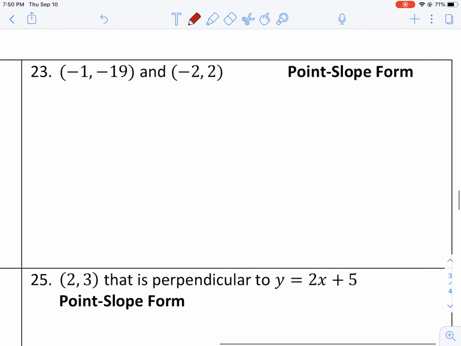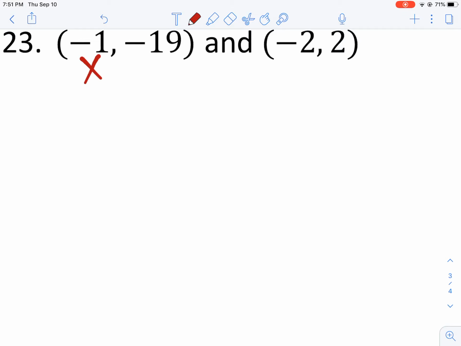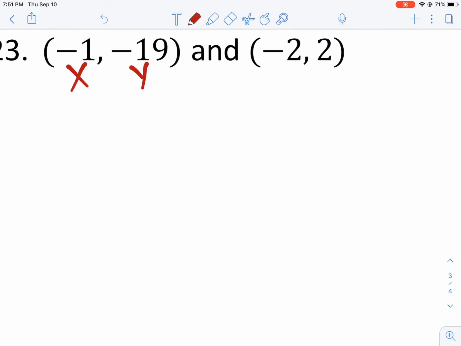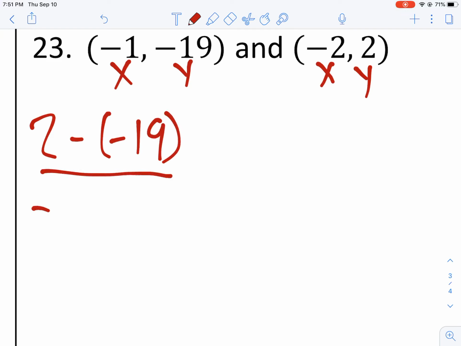Number 23. Here we have 2 points, so we need to use our slope formula from above: y2 minus y1 over x2 minus x1. Our two y values here are 2 and negative 19. So that's going to be 2 minus negative 19. Then we're going to have negative 2 minus negative 1.